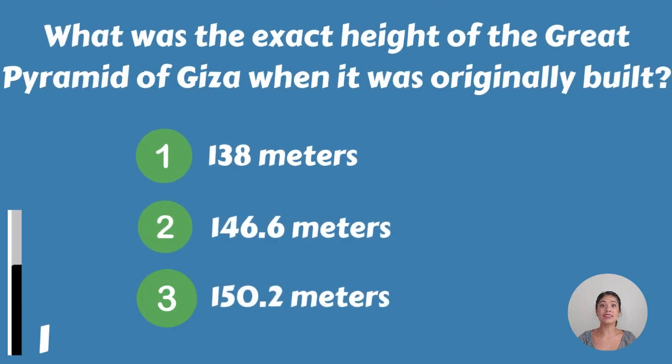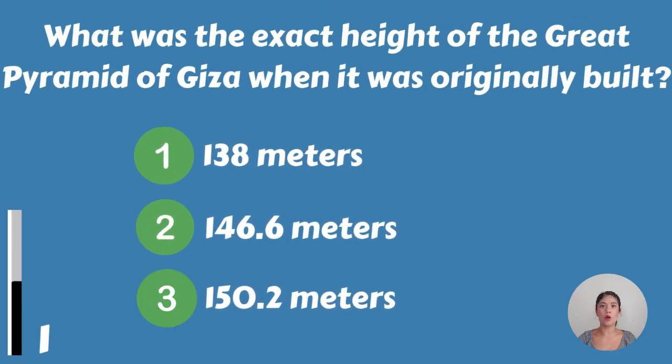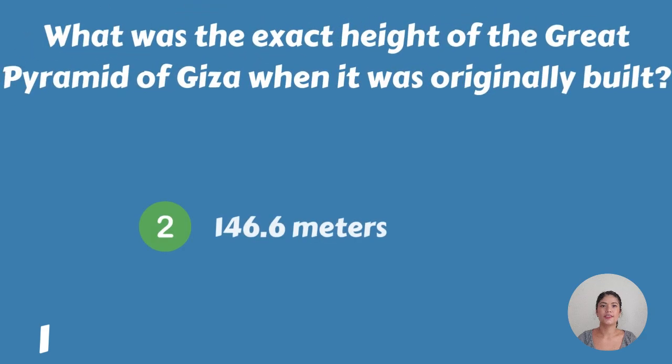What was the exact height of the Great Pyramid of Giza when it was originally built? 138 meters, 146.6 meters, 150.2 meters. 146.6 meters.